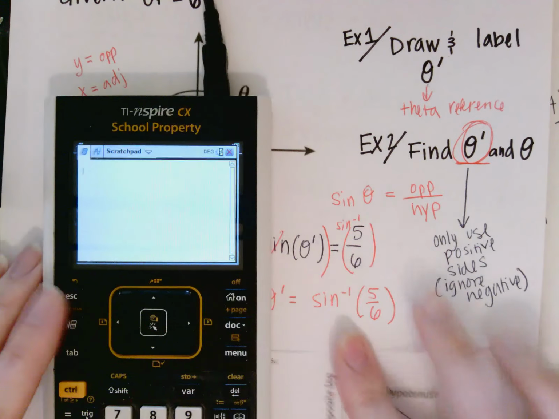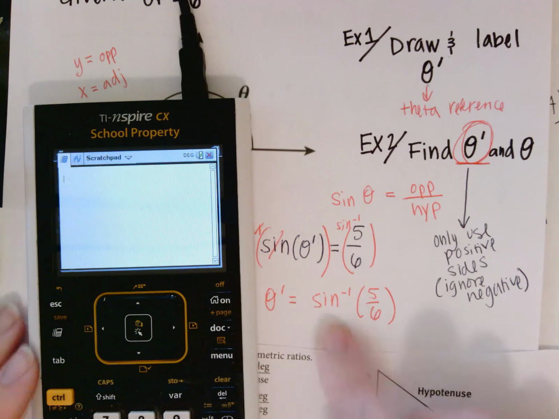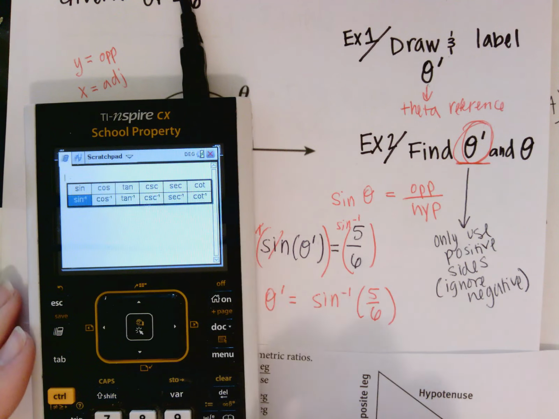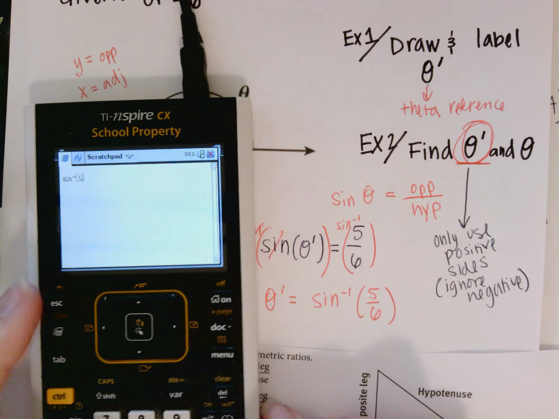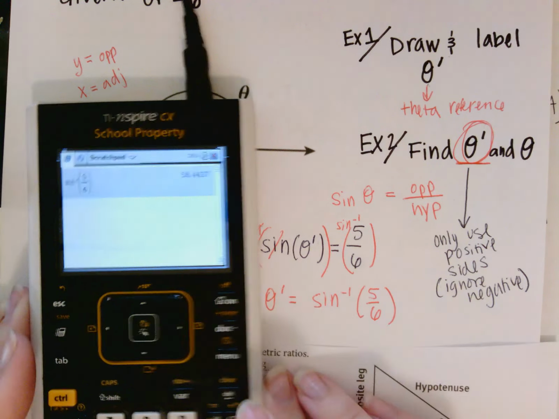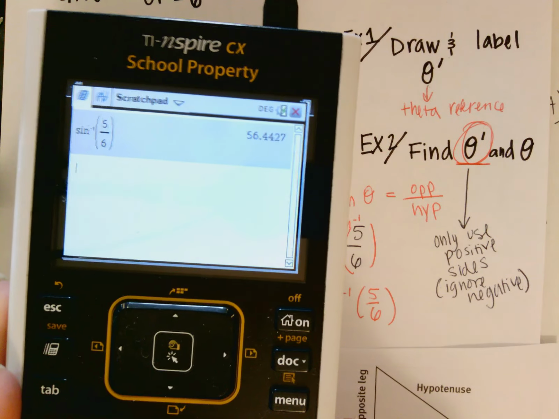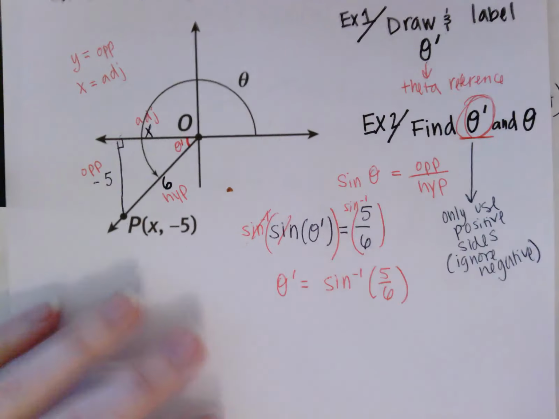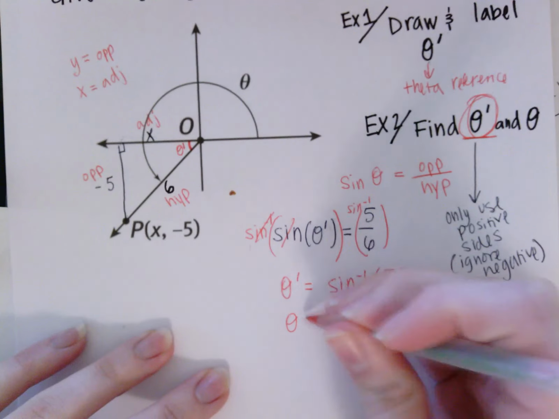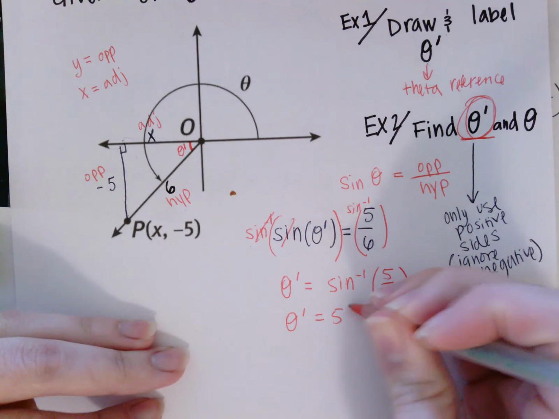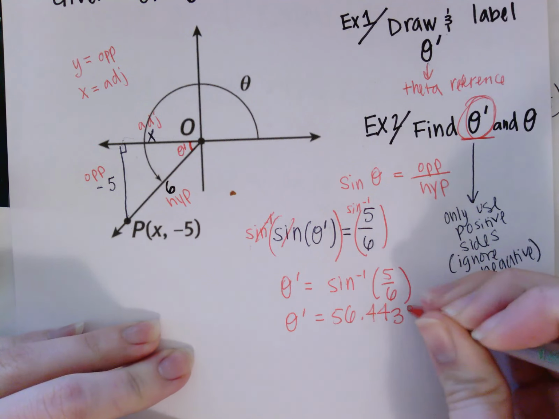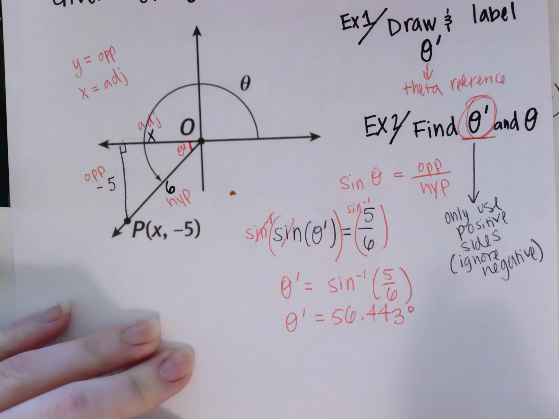I'm going to enter in my calculator what I have written down, which is sine inverse of 5/6. You can use a fraction button if you want. And I get 56.4427 degrees. That is my theta reference. So theta reference equals 56.443, I'm going to round, degrees, which is a reasonable answer because it's between 0 and 90.